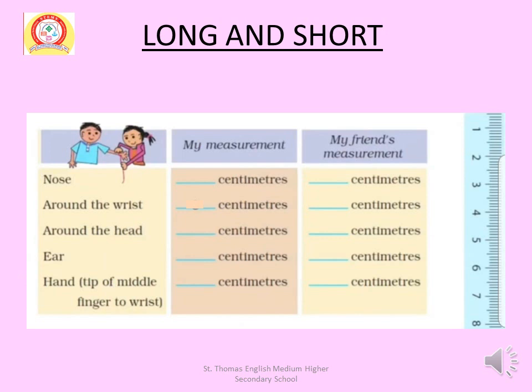This is a table. Here you have to write the measurements of your body parts like nose, wrist, head, ear, hand, etc. And of your friends' measurements also. Okay. Here I have written some previous measurements that I had with me. This is for your understanding. You have to write your own measurements.